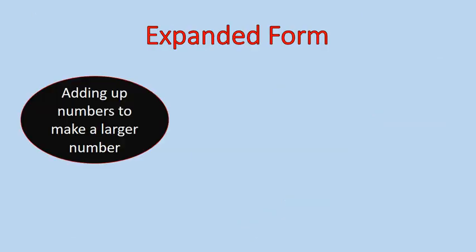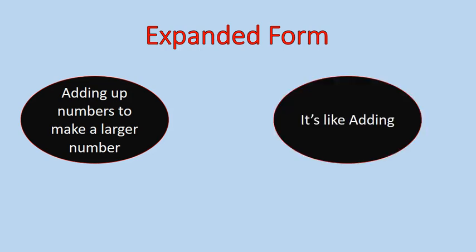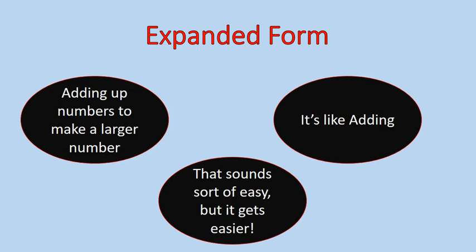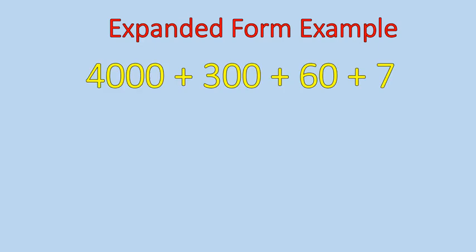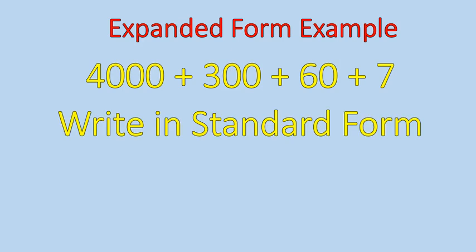The expanded form of a number is basically adding up the numbers to make a larger number. It's a lot like adding. Actually, that sounds sort of easy, but don't worry, it's actually easier than easy. Let me show you. The expanded form of a number looks like this: 4,000 plus 300 plus 60 plus 7. And you're asked to write it in standard form.